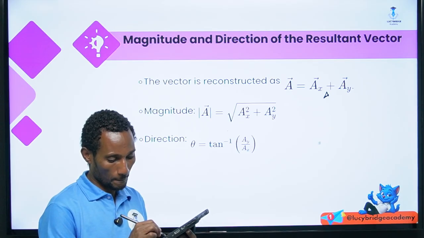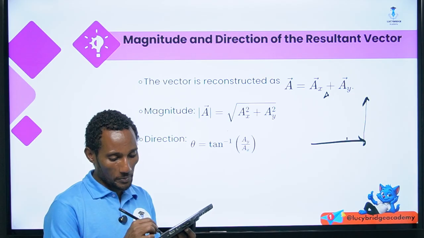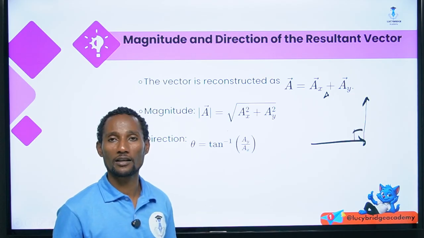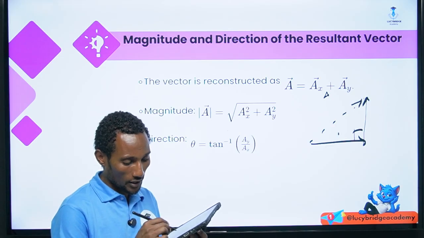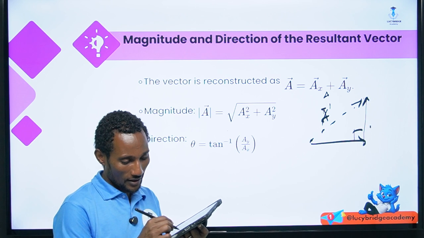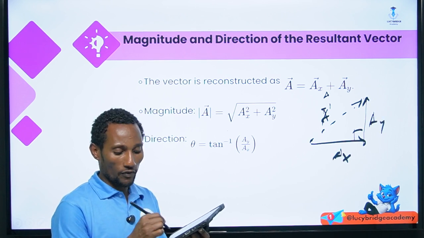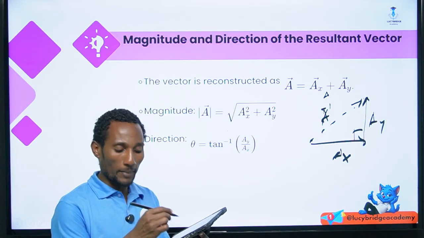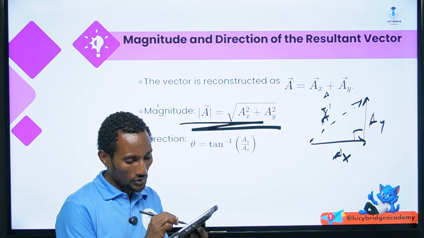Here the components make an angle of 90 degrees. Then we use the right angle triangle theorem with the original vector A, having Ay and Ax. With Ay and Ax, we determine the magnitude using the Pythagoras theorem.